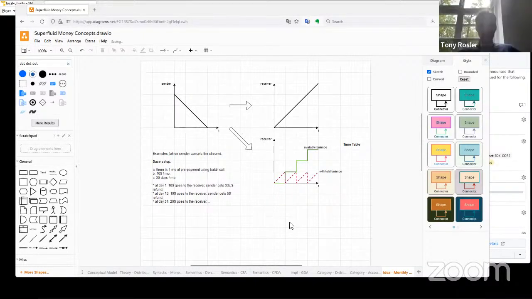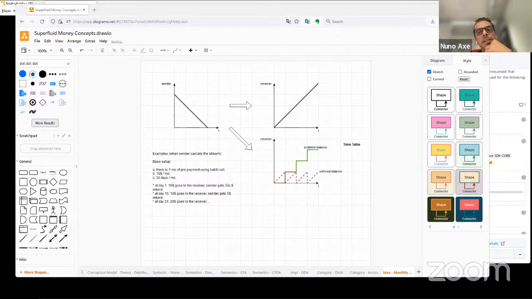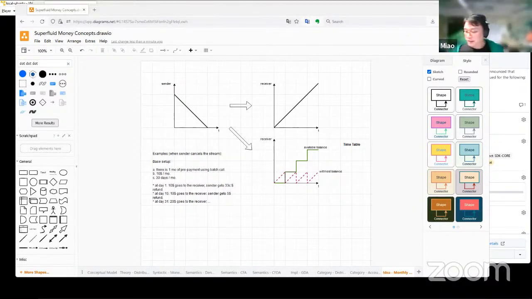Okay, do you want to say something? Yeah, it's possible to use the timetable, for example, instead of using batch calls to pre-transfer the month, lock it inside the deposit. So the receiver knows it's going to get the first month independent of what's going to happen.